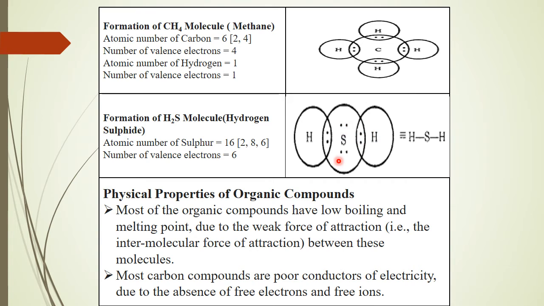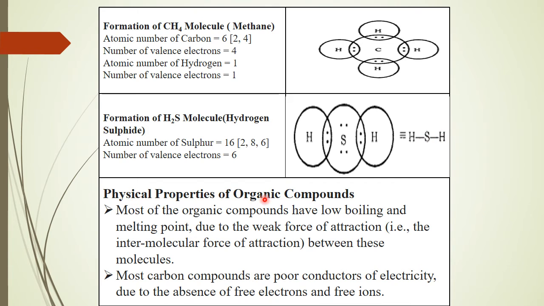Sulfur has 2, 4, 5 and 6. So now hydrogen has 2, sulfur has 8 and hydrogen has again 2. So it has shared 1 electron here, 1 electron here. So that is a single covalent bond.